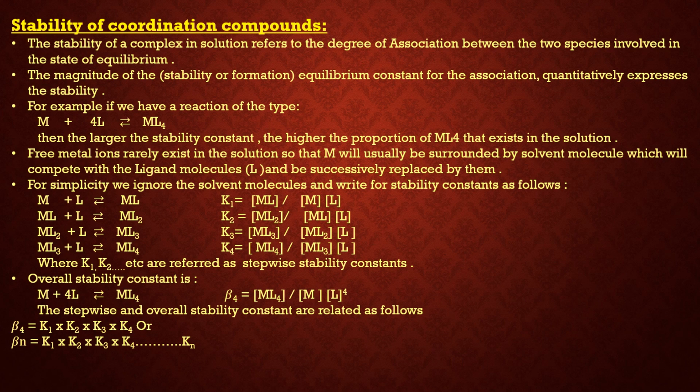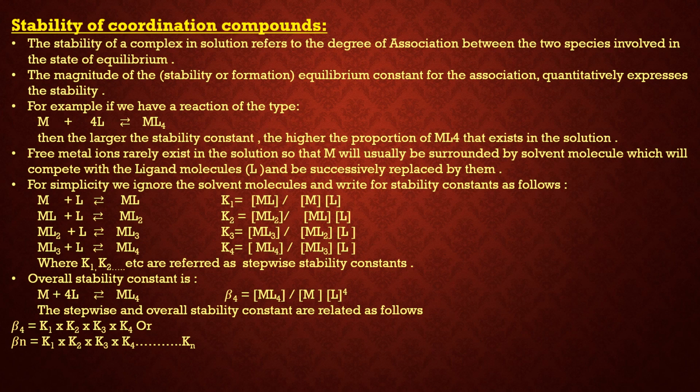Then, the larger the stability constant, the higher is the proportion of ML4 that exists in the solution. A free metal ion rarely exists in the solution, so the metal will usually be surrounded by solvent molecules. Now when ligands approach to form bonds, they remove the solvent molecules and themselves form bonds with the metal atom. Now for simplicity, we ignore the solvent molecules here and write the stability constant as follows.